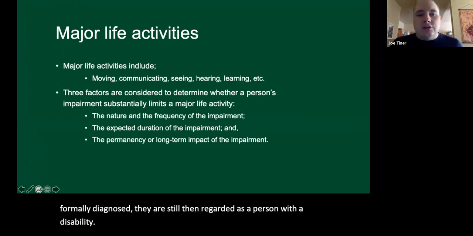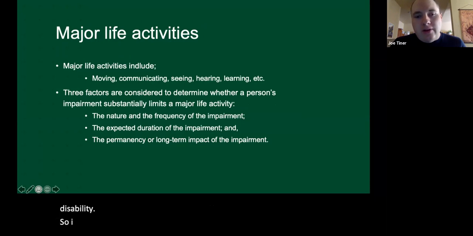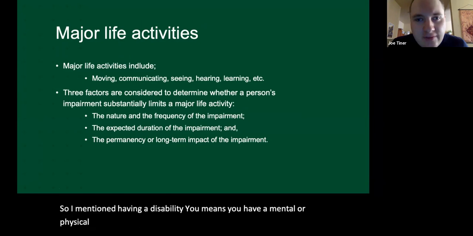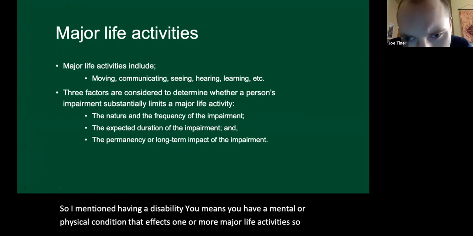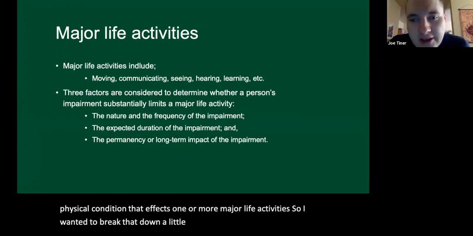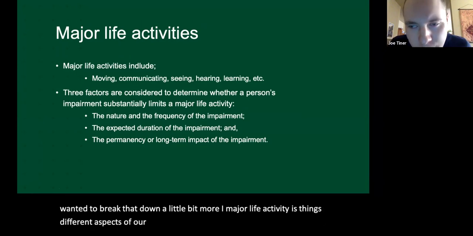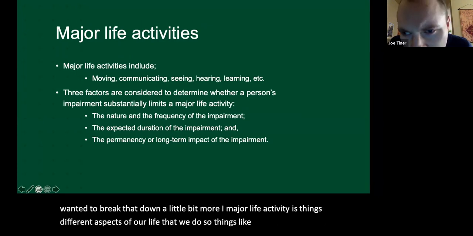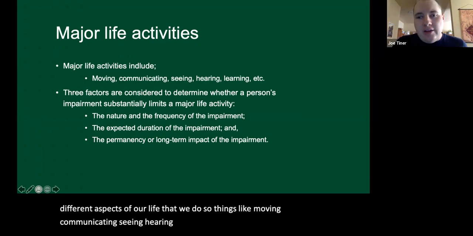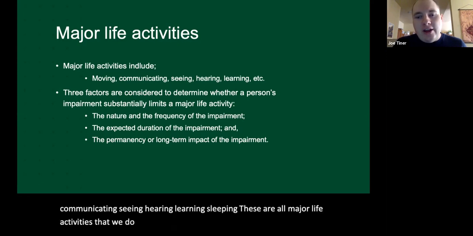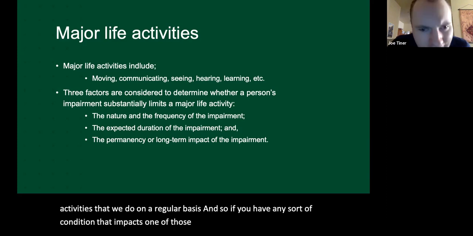So I mentioned, having a disability means you have a mental or physical condition that affects one or more major life activities. So I wanted to break that down a little bit more. A major life activity is different aspects of our life that we do. So things like moving, communicating, seeing, hearing, learning, sleeping, these are all major life activities that we do on a regular basis. And if you have any sort of condition that impacts one of those substantially, that's considered having a disability.